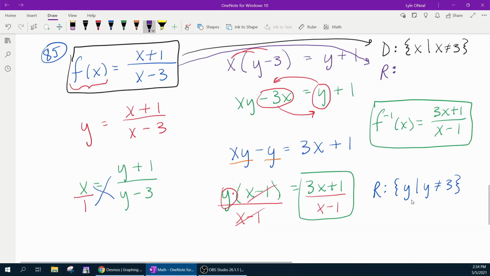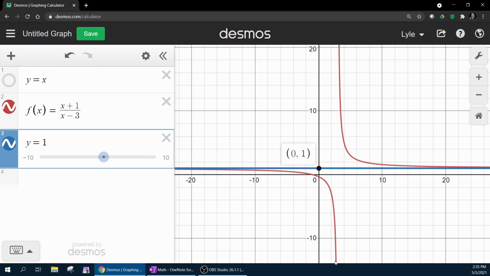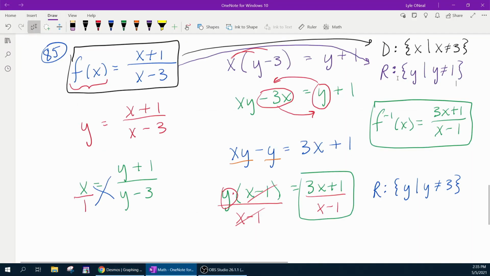So for the range in set notation, it's going to be the set of all y such that y cannot be 1. That means y can be anything else. Again, from the graph, notice it goes to minus infinity up to this horizontal asymptote, and then the graph exists again up to infinity. So the y values can be anything from minus infinity to infinity except 1. And now that I've got the range of the original function, now I can write the domain of the inverse. The range of the original is the domain of the inverse.